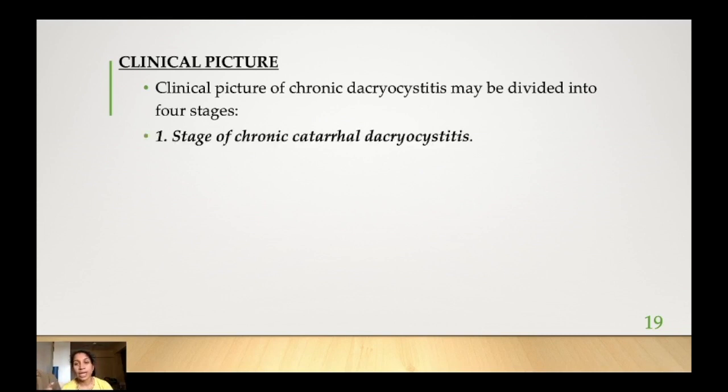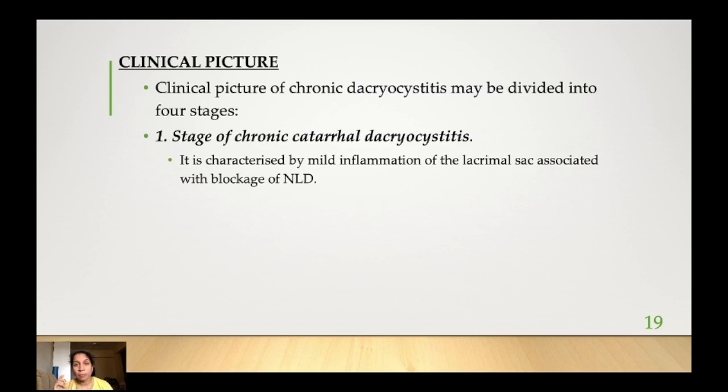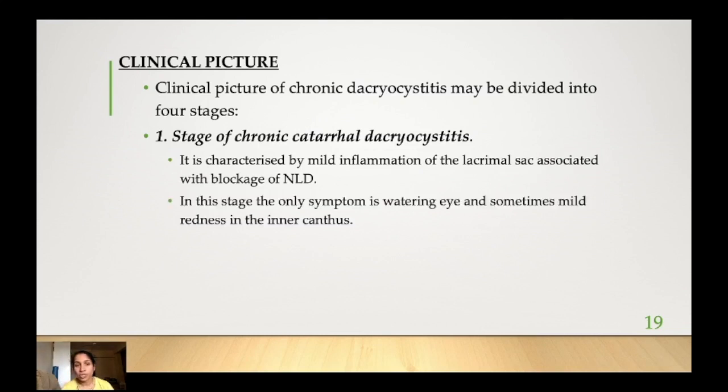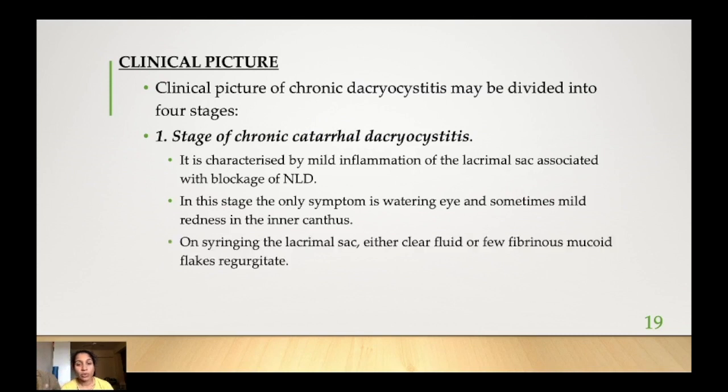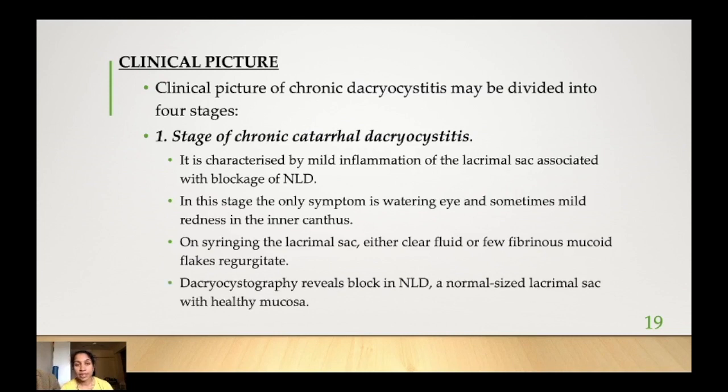The first stage is chronic catarrhal dacryocystitis. Here there will be mild inflammation of the lacrimal sac associated with block of the nasolacrimal duct. So there is a mild infection or inflammation. In this stage, the only symptom is watering eye. Sometimes mild redness can be seen in the inner canthus. If you do lacrimal syringing, clear fluid may come out, or a few fibrous mucoid flakes regurgitate from the puncta. Dacryocystography reveals a block in the nasolacrimal duct, but the lacrimal sac looks normal with a normal mucosa.